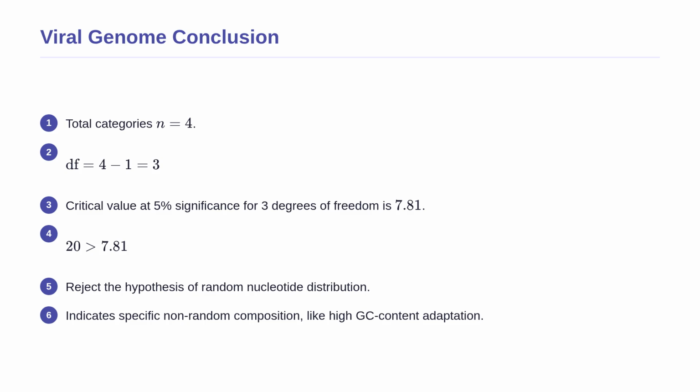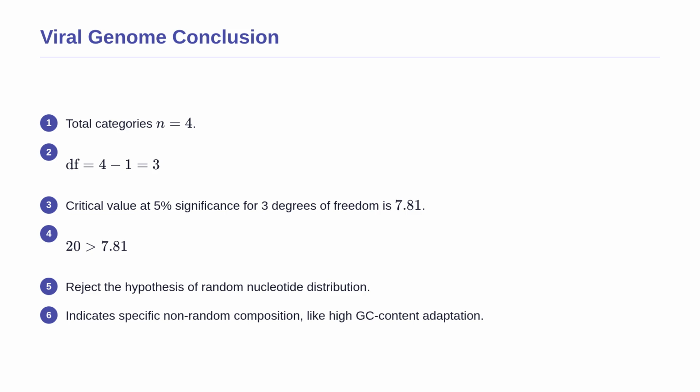Now we finalize our proof for the viral genome. We have 4 nucleotide categories, so our degrees of freedom will be 4 minus 1, which equals 3. The critical value for 3 degrees of freedom at a 5% significance level is 7.81. Our calculated statistic is 20. Since 20 is massively larger than 7.81, we strongly reject the hypothesis that the nucleotides are randomly distributed.